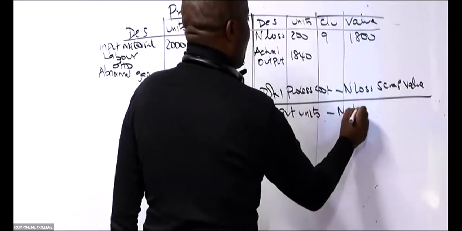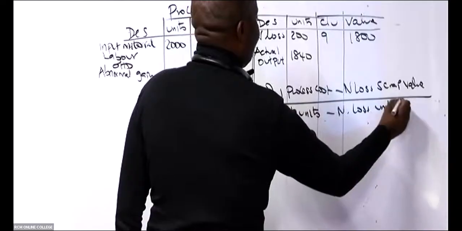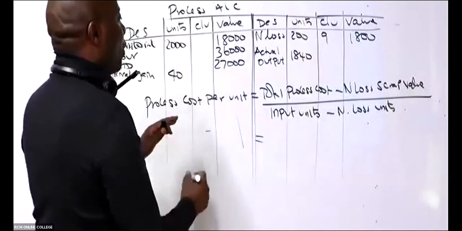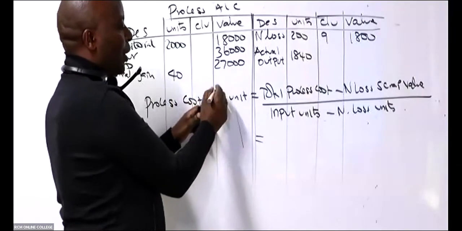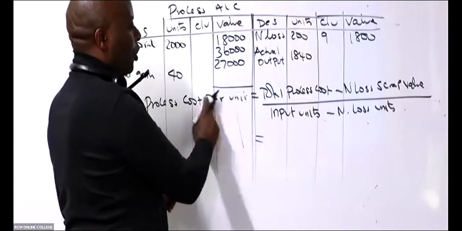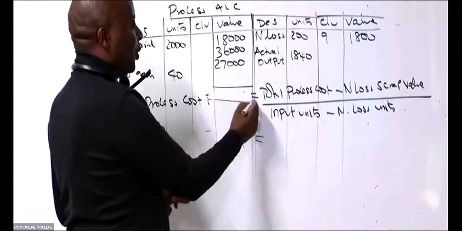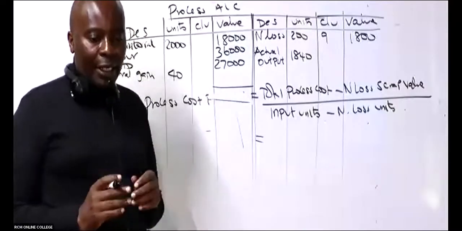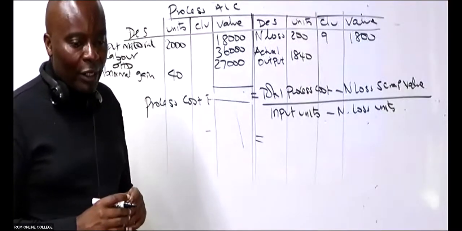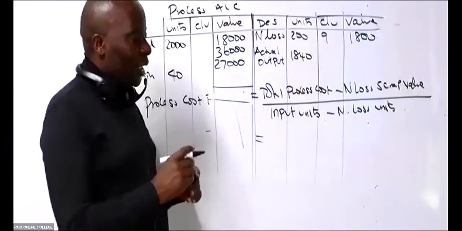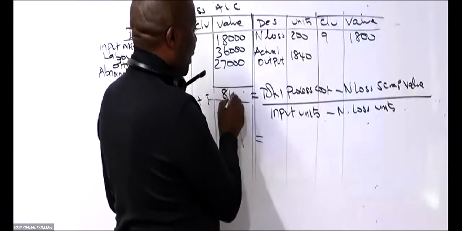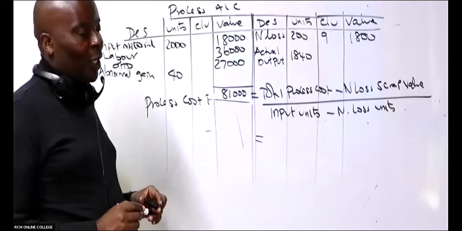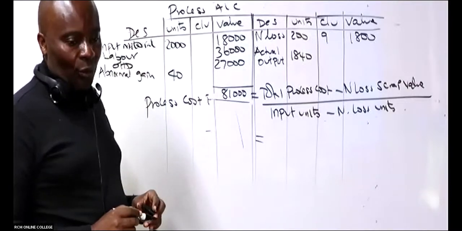So is there somebody who is able to give me the total process cost by adding these three? Please, can somebody give me the total process cost by adding the three? Because costs are normally debited. Somebody is giving me 81,000. I don't know whether this figure is correct. Is that figure correct? I think so.